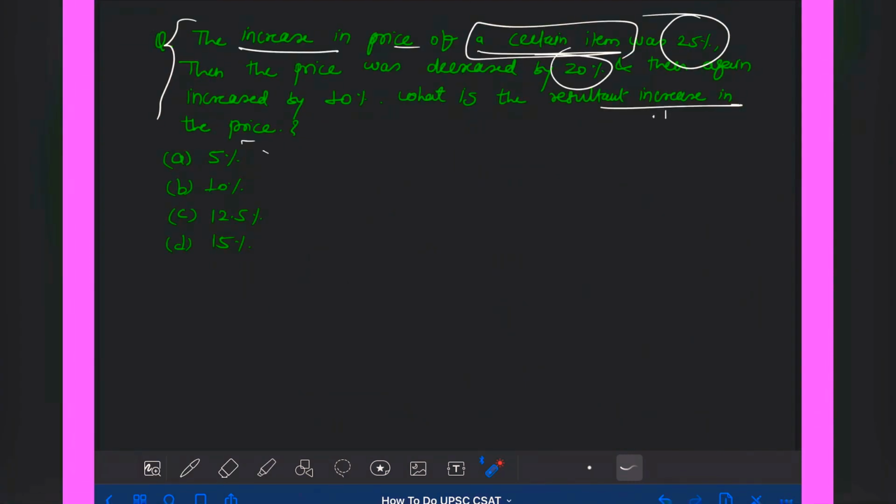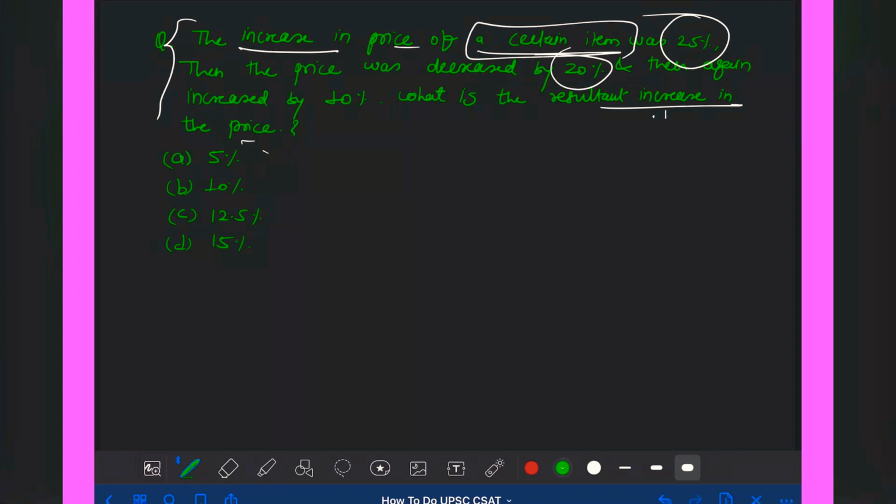Now I'm going to show you one very small but major area, that is percentage. This is a UPSC 2022 question. I'm showing you how this kind of question, which is very easy in nature as well as repeated in the past, has come and will come. Increase in the price of a certain item was 25%, then the price was decreased by 20%, and then again increased by 10%. What is the resultant increase in the price?